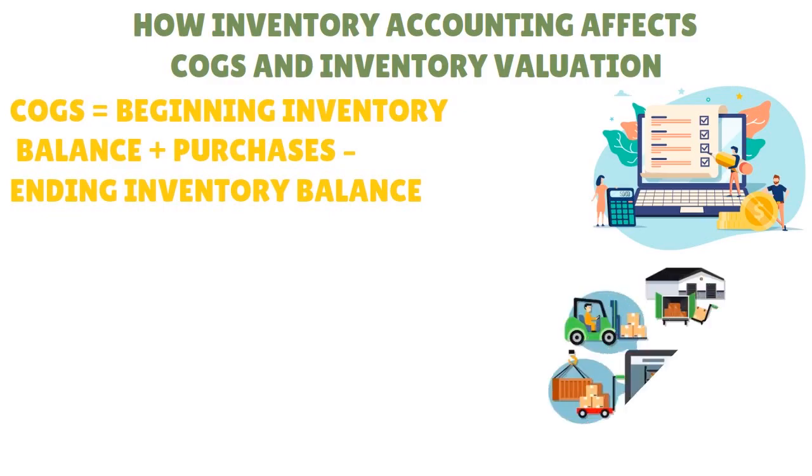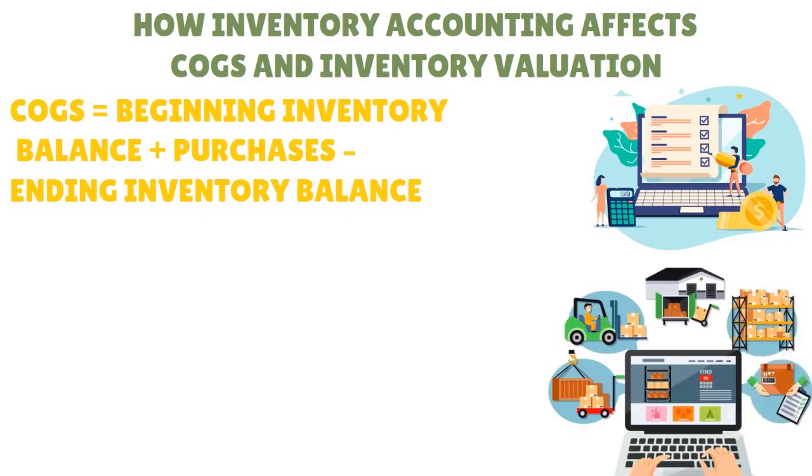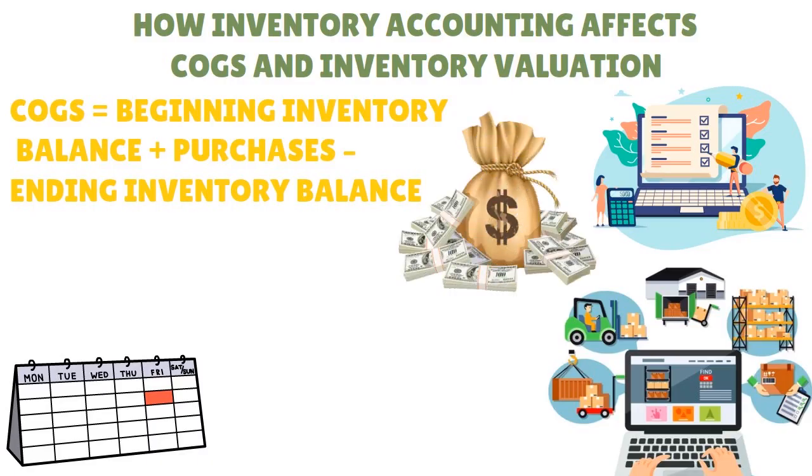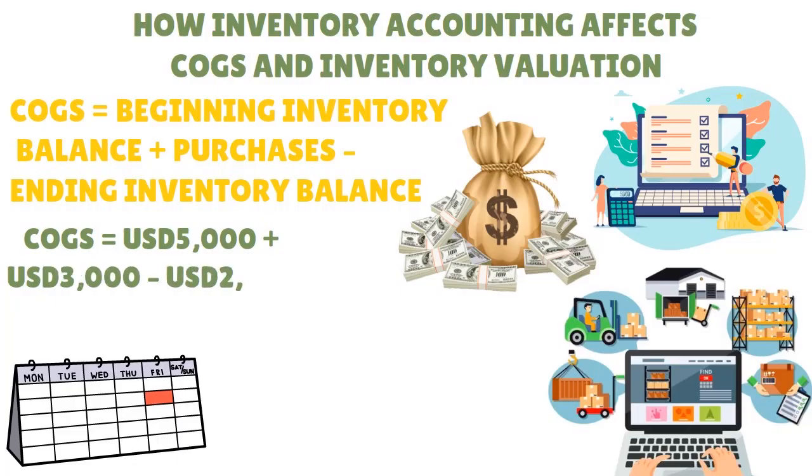So if your inventory at the beginning of an accounting period, just a month or a quarter or half a year, is valued at say $5,000, and you purchase $3,000 in additional inventory and end the same period with an inventory value of $2,500, here is how you would calculate your cost of goods sold. Again, I'm going to put the formula on the screen. Cost of goods sold equals 5,000 plus 3,000 minus 2,500. So the cost of goods sold under this scenario will be $5,500.